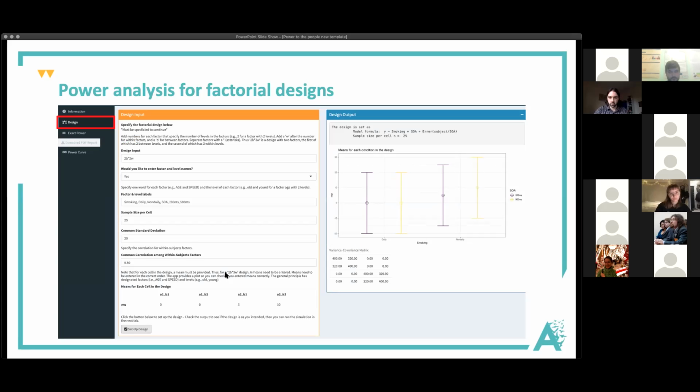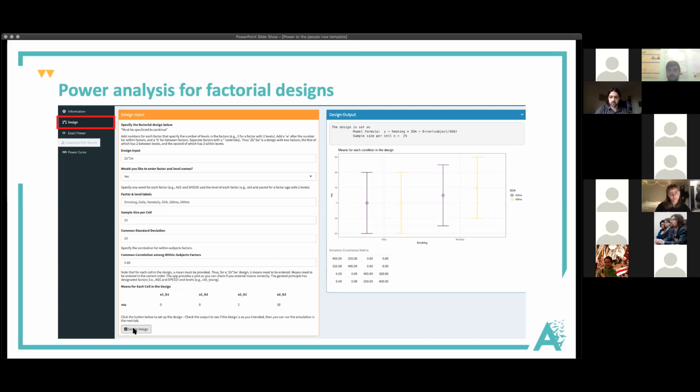That is really straightforward to work out as Cohen's d, because it's just the mean difference divided by the standard deviation. So 0 and 0 for both of the daily smoking groups. And for non-daily smokers, we have a 5 millisecond difference in the 200 millisecond condition, and a 10 millisecond difference in the 500 millisecond condition. So we have to define each mean that we expect for the groups.